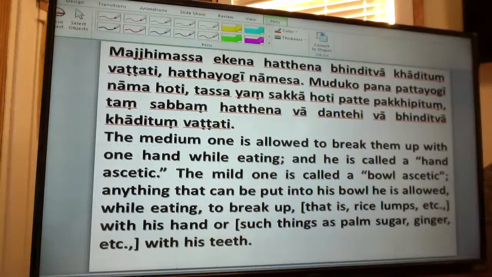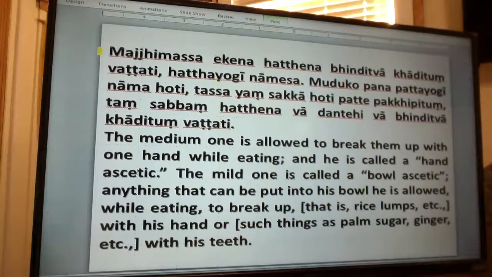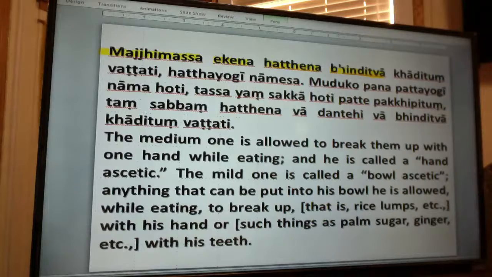And then Mijjhima. Mijjhima is the middle one, the medium one. So Mijjhimasa, the medium one: Ekena, Hatena. Ekena is one, Hatena is hand. With one hand, Pendetwa, which means cutting or breaking the lamb or the rice or meat or fish or the cake, any kind. Pendetwa Khaditum Wadati. The medium one is a little bit easier because with one hand, breaking and then eating is okay.